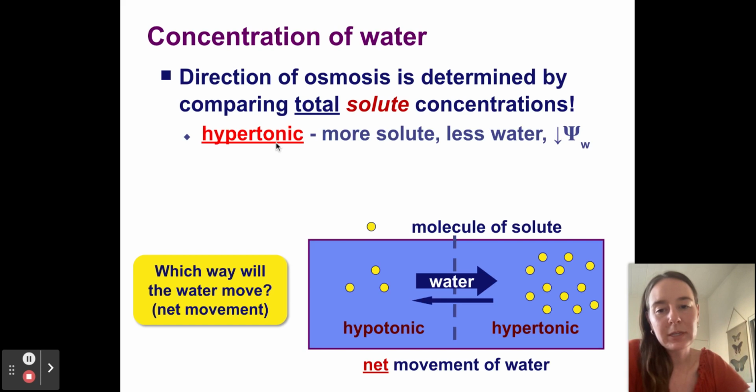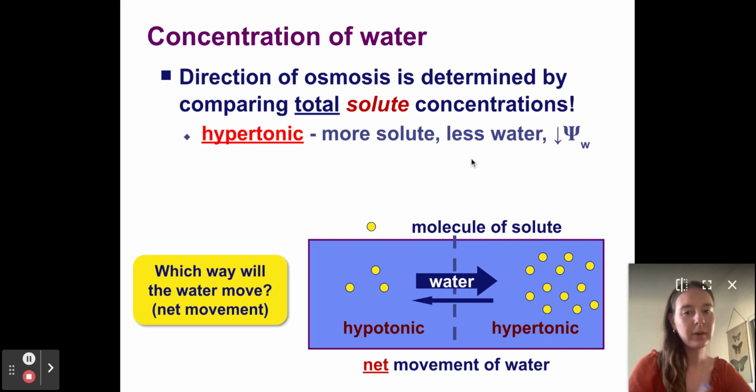Okay, so a hypertonic solution is basically a solution like this right here, where you have more solute and less water. Solutes, again, are molecules, and there's less water compared to solute on this side. We call this a low water potential. So water potential is low when there's less water. Write this down: water potential symbol, less water, more solute, hypertonic.